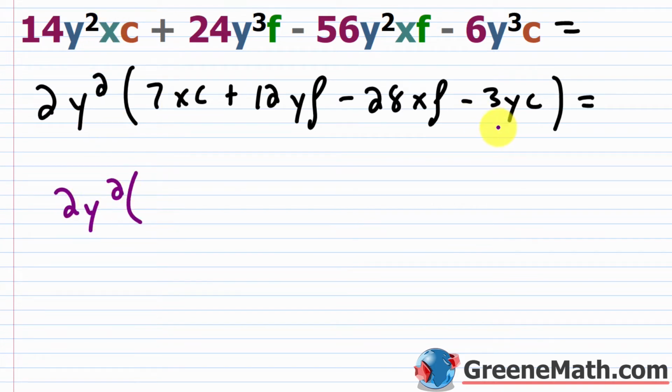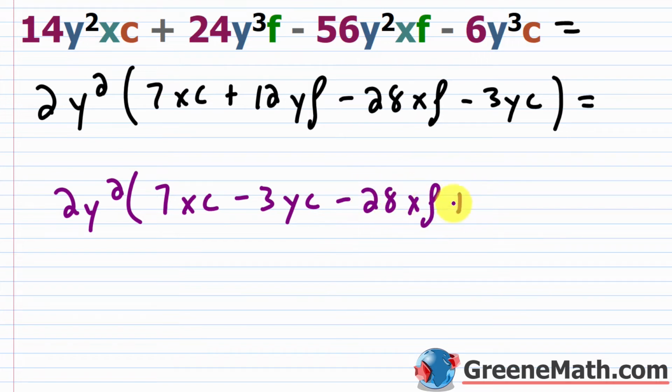And again, I'm going to write these two next to each other. So let me go 7xc, and then minus 3yc, like this. And then let me put these two next to each other, and I'll just switch the order so it comes out correct. So minus 28xf, and then plus 12yf. If you look at it now, you're going to end up with your x and your y. If you pull out the f here, you'll have your x and your y. So everything should work fine.